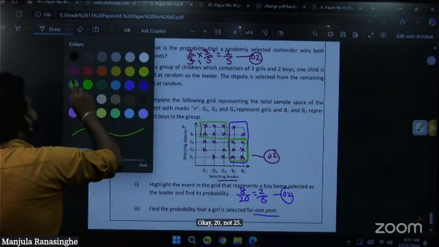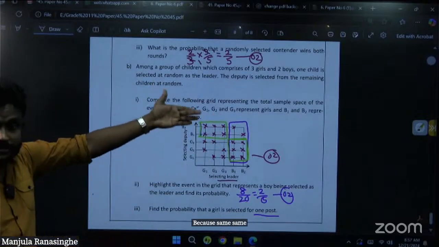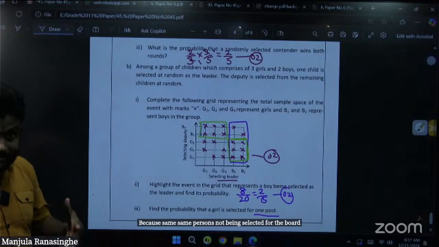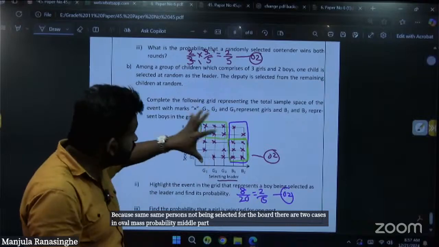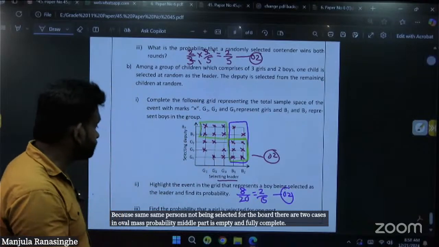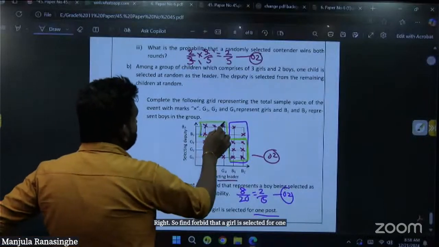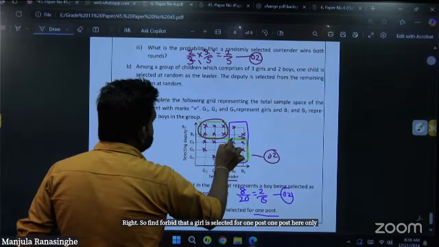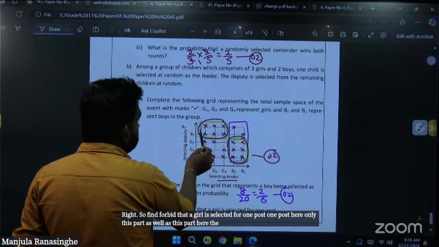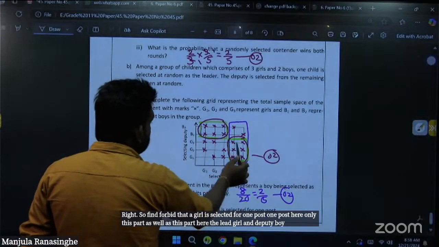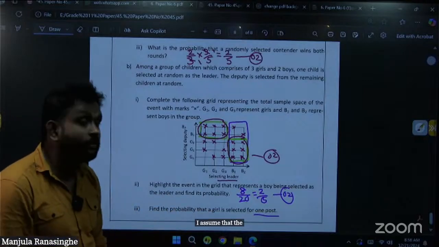Because the middle part is blank, the same person is not being selected for both. There are two cases in all. In O-level maths probability, the middle part is empty and the rest is fully complete, right? So find the probability that a girl is selected for one post: only this part as well as this part. Here the leader girl and deputy boy, here leader boy and deputy girl. I assume that this is the wording, that a girl is selected for one post.